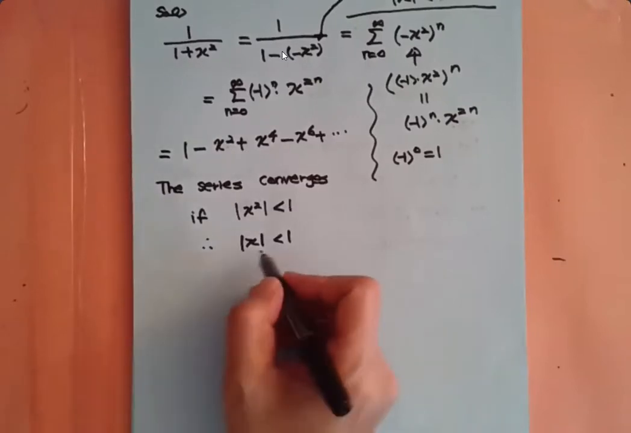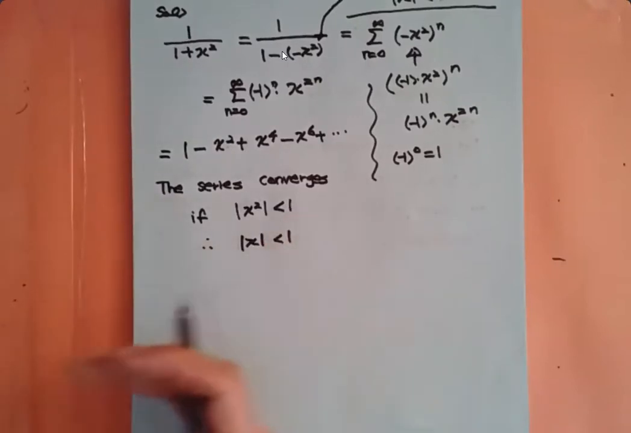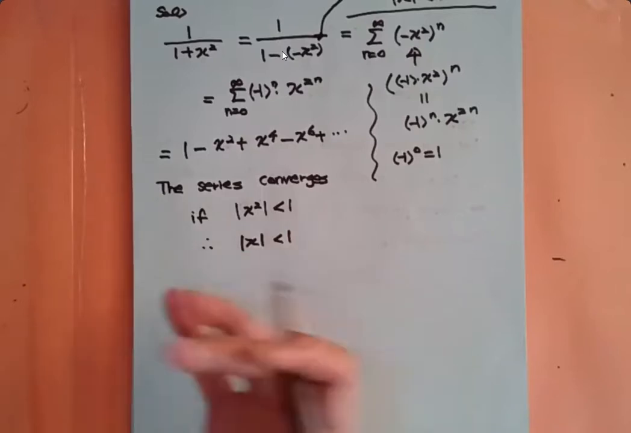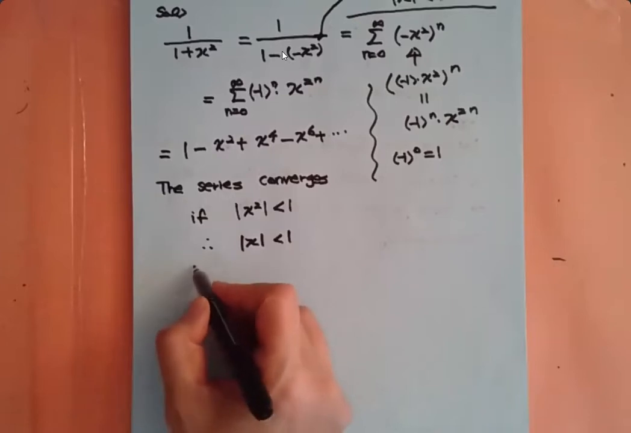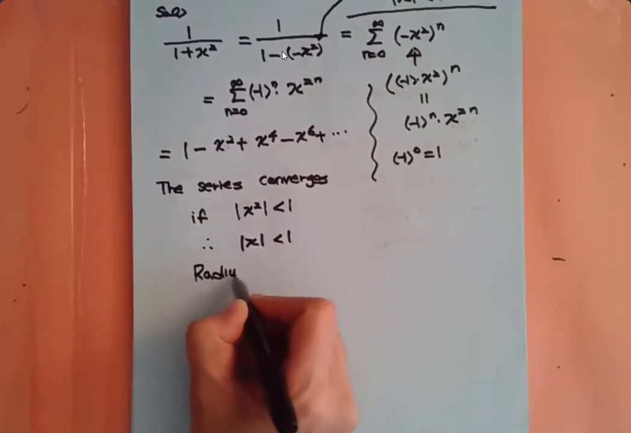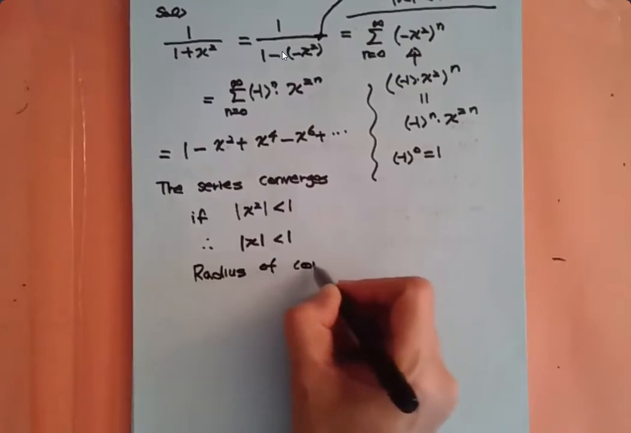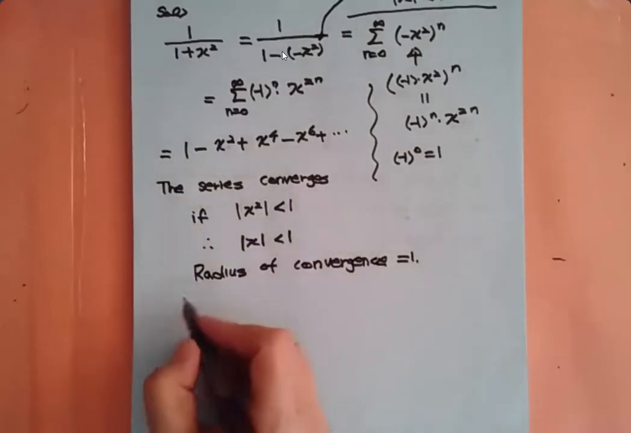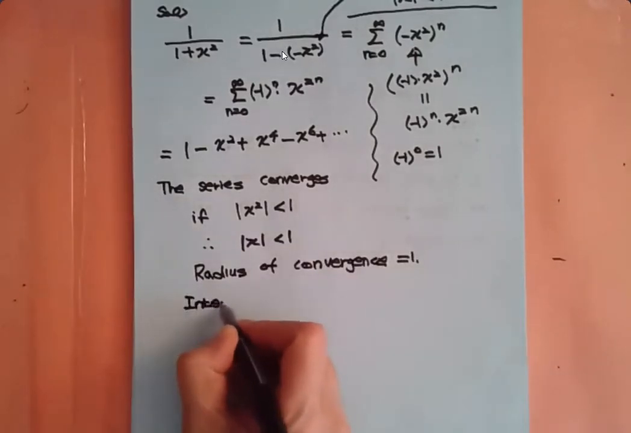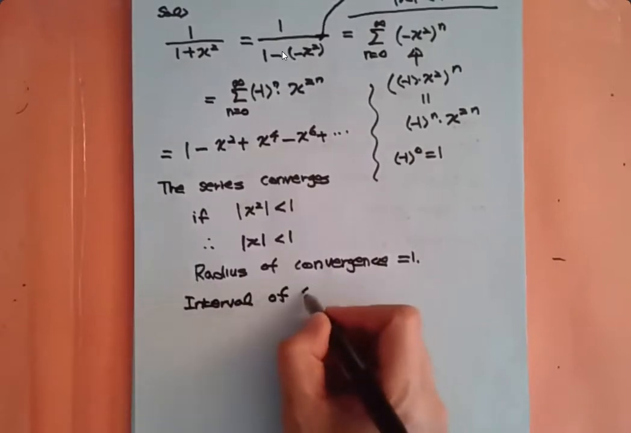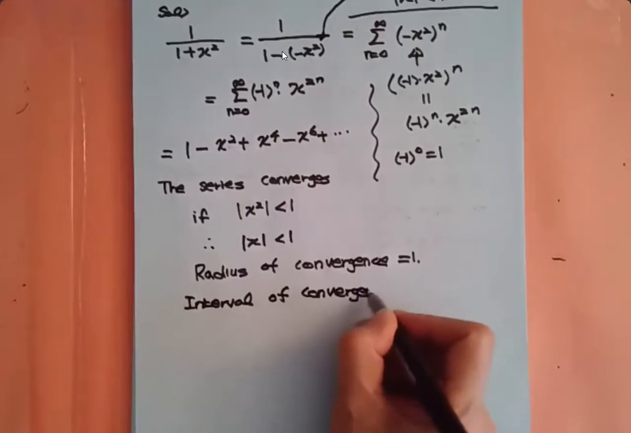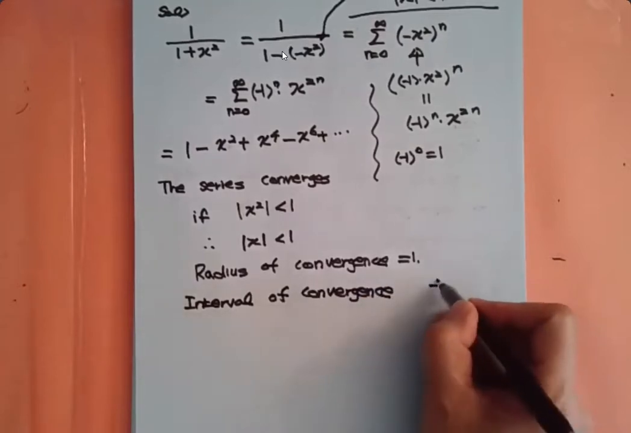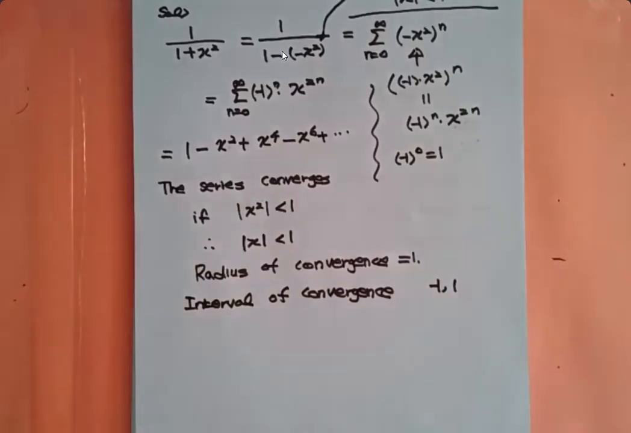Okay, so we have x here, and in this case, x is from -1 to 1, so the length is 2, and half of that is 1. So the radius of convergence equals 1. And the interval of convergence will be from -1 to 1, but we have to verify whether the boundary points are convergent points.